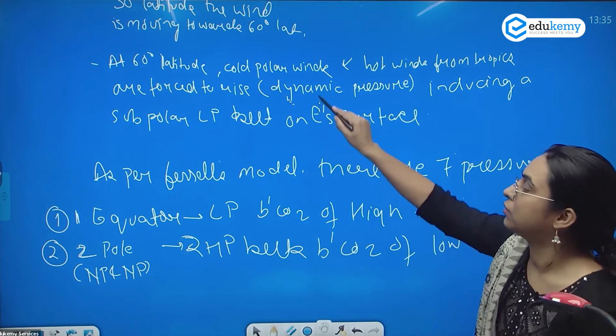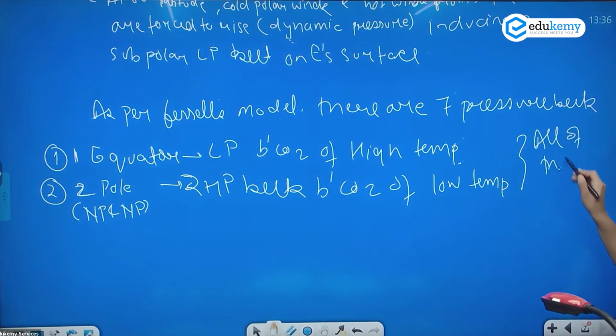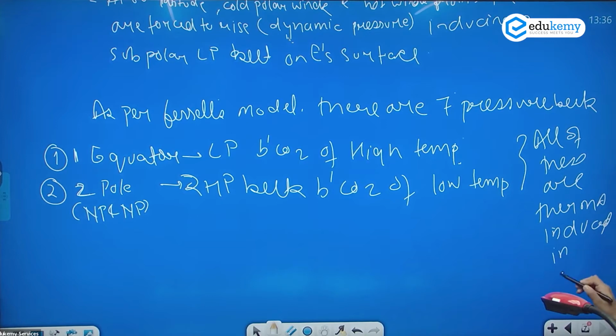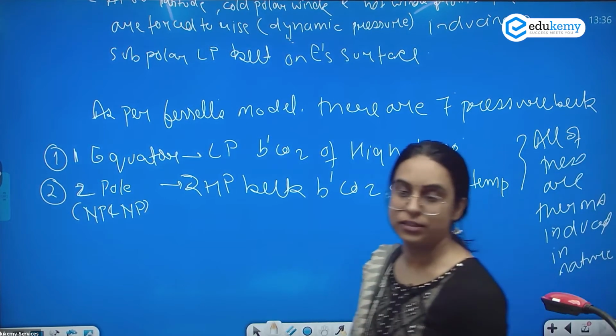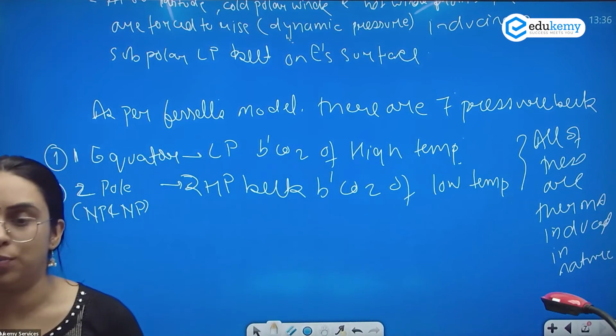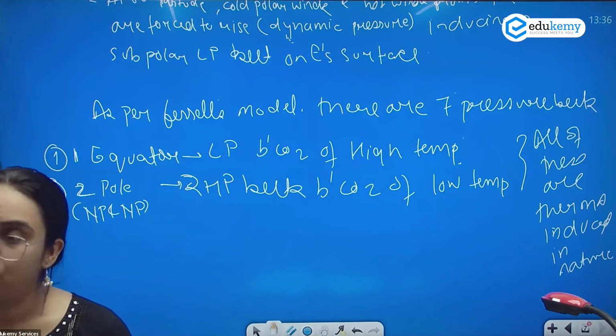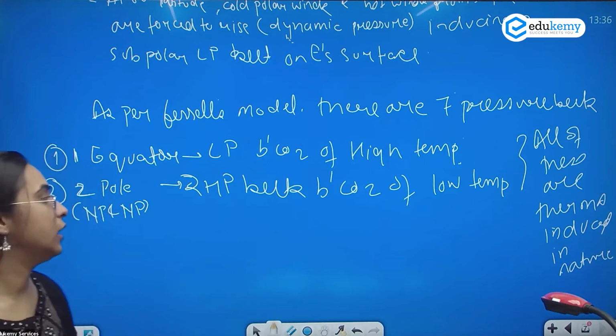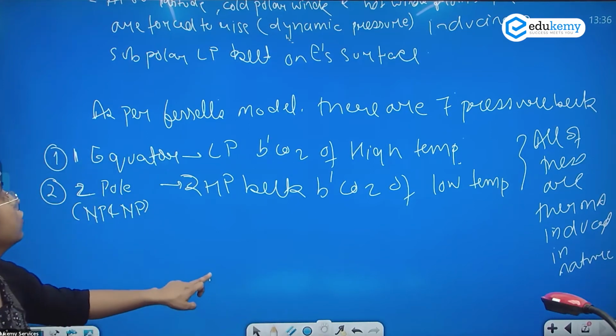And you can write all of these are thermal induced in nature. So three pressure belts: one equatorial low pressure belt and two polar high pressure belts. They are thermal induced in nature.